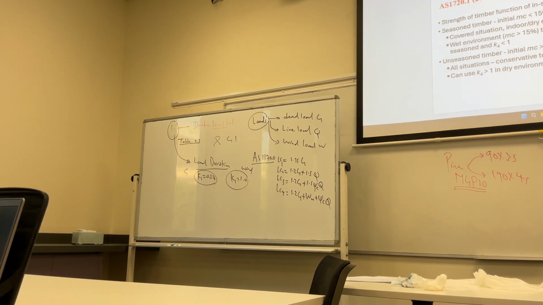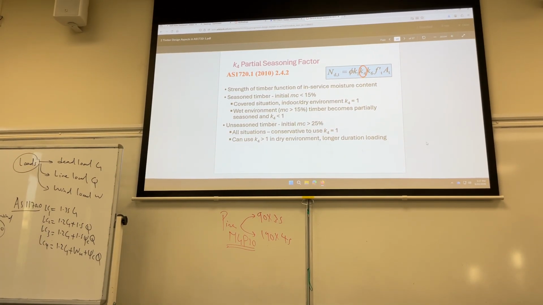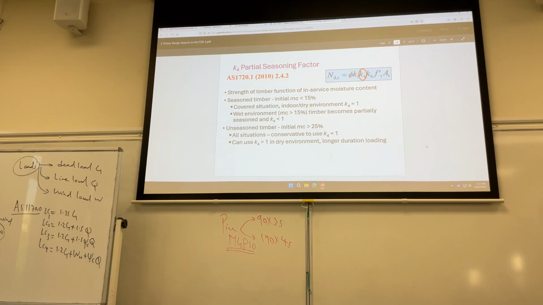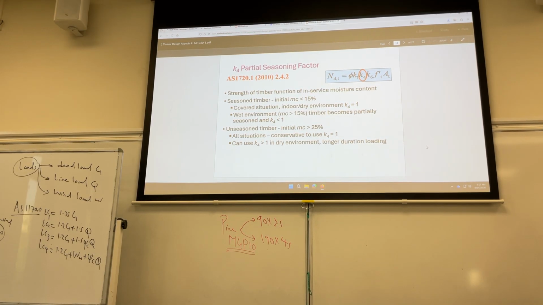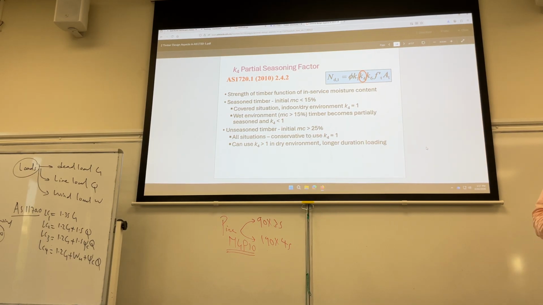Another factor is K4. What does K4 account for? Partial or seasonal. So K4 accounts for the factors that consider seasoning. The strength of timber is a function of the moisture content. Seasoned timber means the initial moisture content is less than 15%. So in the tables of the standard, he gives you more than 15% and less than 15%.